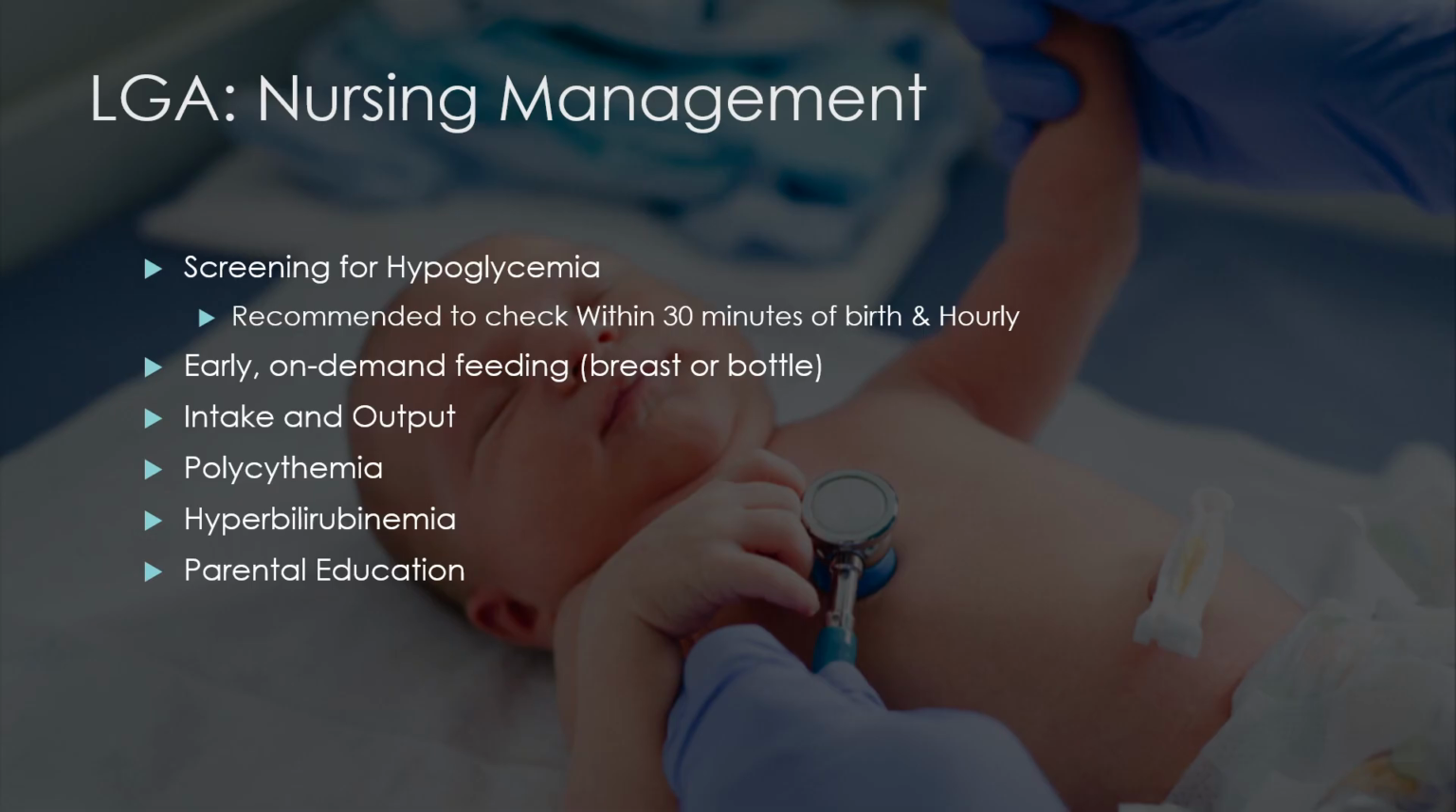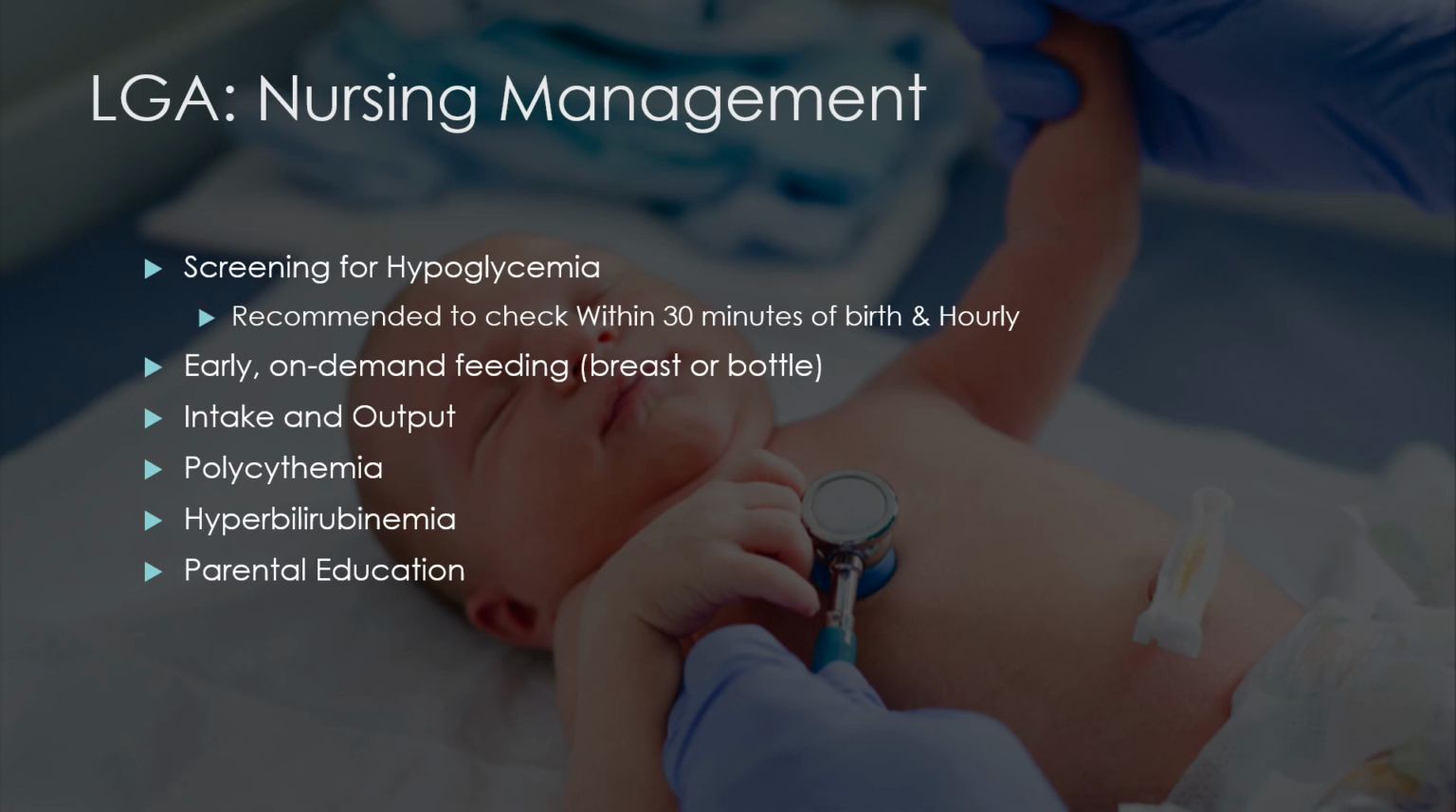So let's move on to some nursing management. Just like an SGA baby, LGA babies are going to require the nurse to manage them more closely and ensure they are safe. These babies that are greater than 90th percentile will also be checked for hypoglycemia per whatever hospital policy you're working at. The book states that the glucose checks are recommended within 30 minutes of birth and hourly.